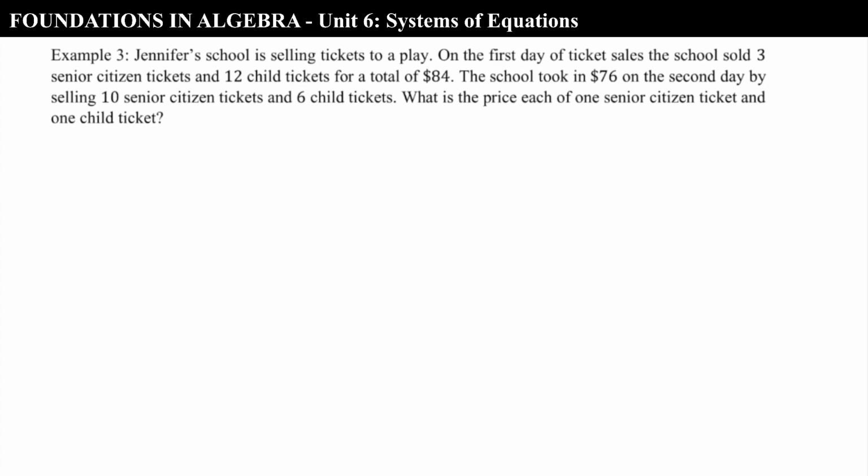Example 3. Jennifer's school is selling tickets to a play. On the first day of ticket sales, the school sold 3 senior citizen tickets and 12 child tickets for a total of $84. The school took in $76 on the second day by selling 10 senior citizen tickets and 6 child tickets. What is the price of each of 1 senior citizen ticket and 1 child ticket?